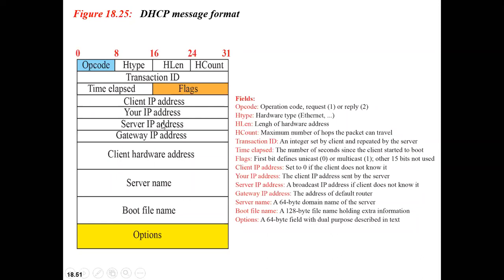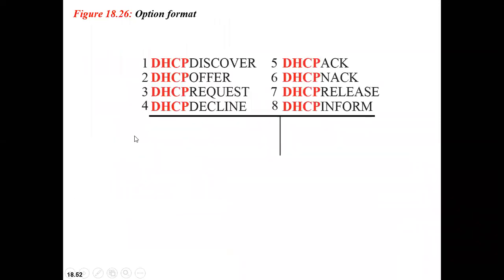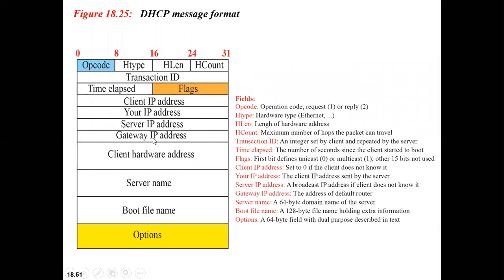Server IP address is a broadcast IP address. Okay. The reason we use a broadcast IP address here is that if the client does not know the server address, it can give a broadcast address. If it knows the particular server address, it can give the server address. Next is the gateway IP address. Gateway, we know, is the router. The default router address can be given here in the field of gateway IP address.